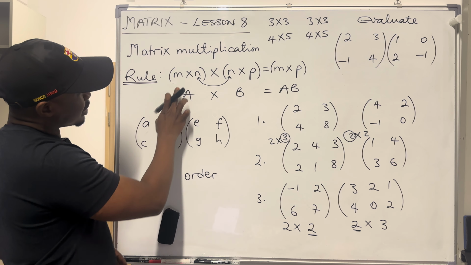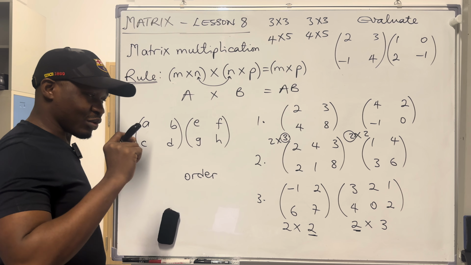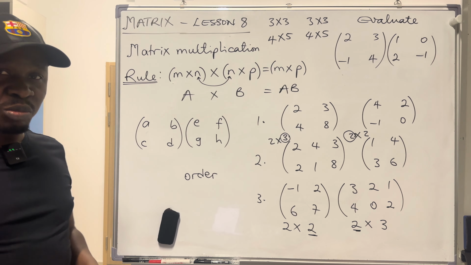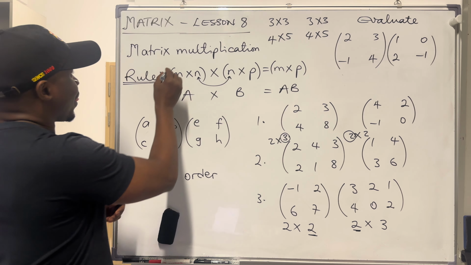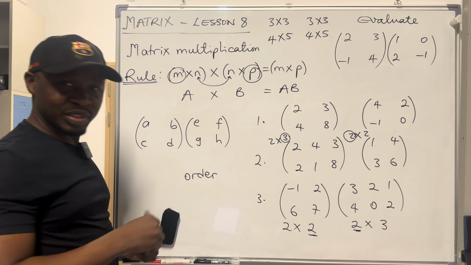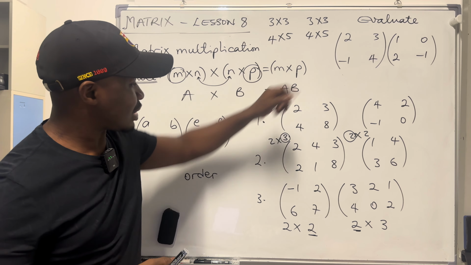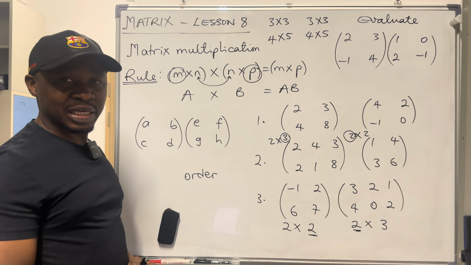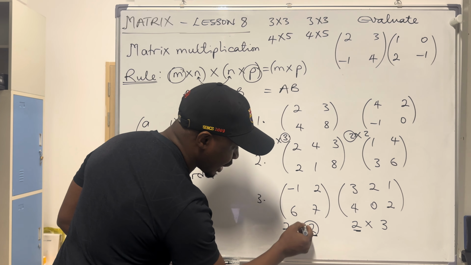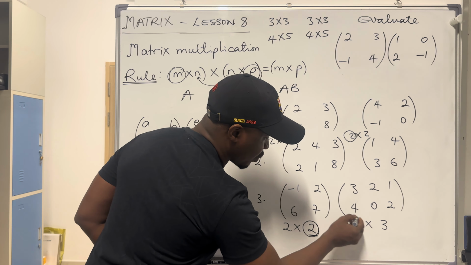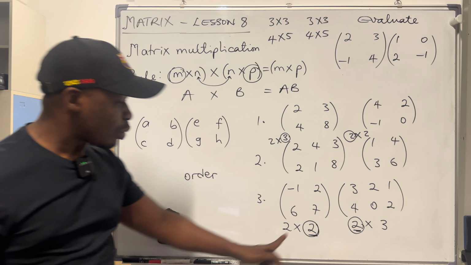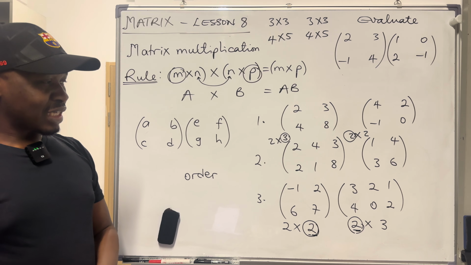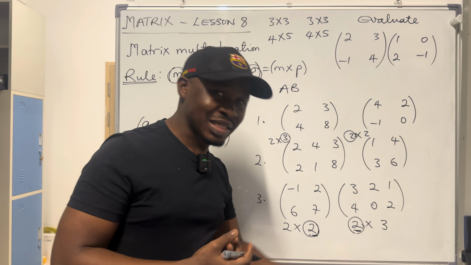And when M by N, pay attention, please. When this and this are the same, the multiplication is possible, and your result is going to be this by this. Look at it here. This and this, can they be multiplied? Yes. Why? Because the number of columns here is equal to the number of rows here. But our answer is going to be 2 by 2? No, our answer is going to be 2 by 3. The result is going to be a 2 by 3 matrix.